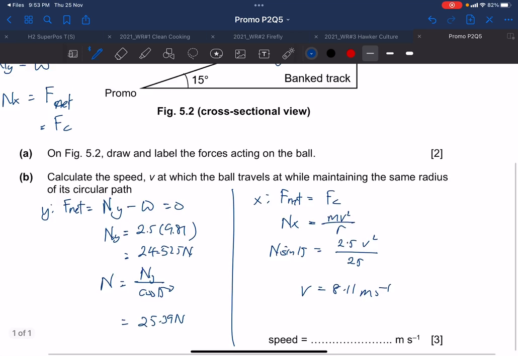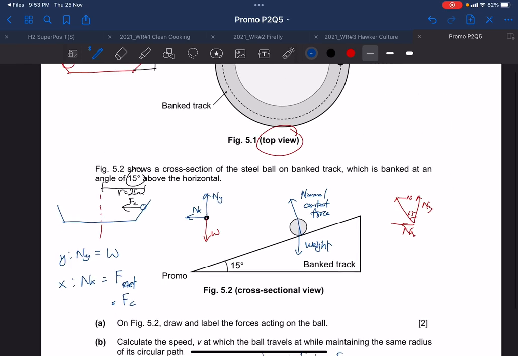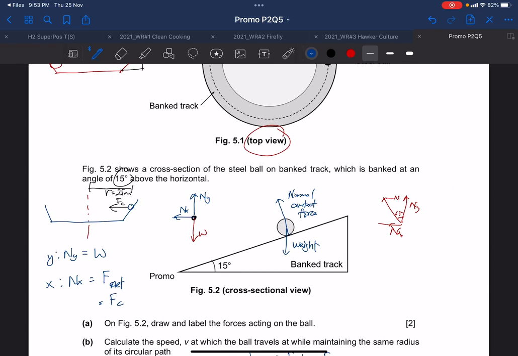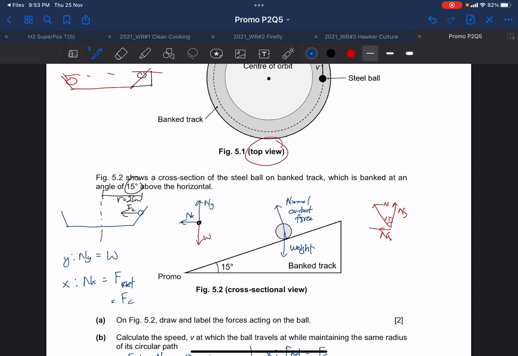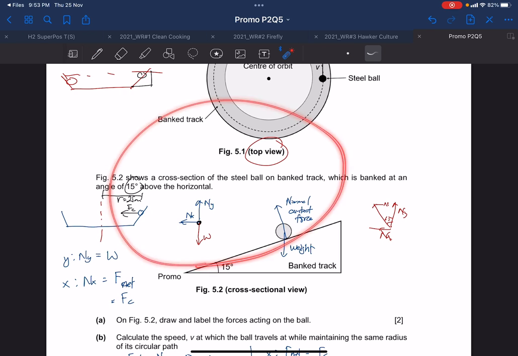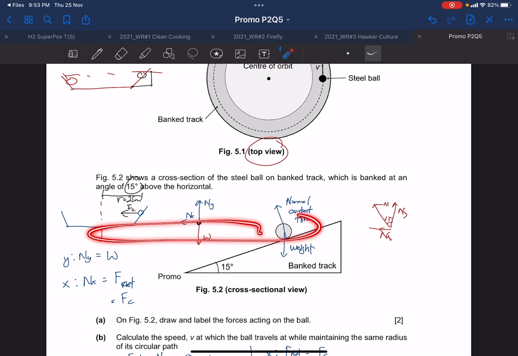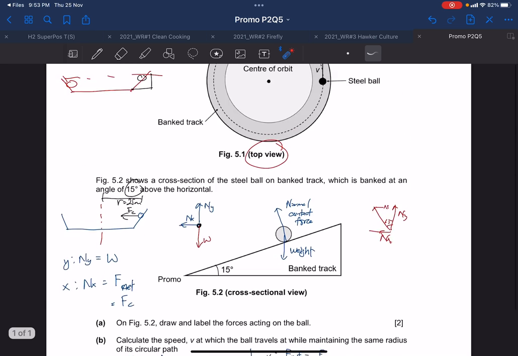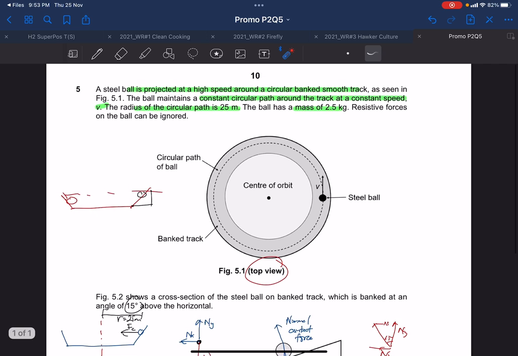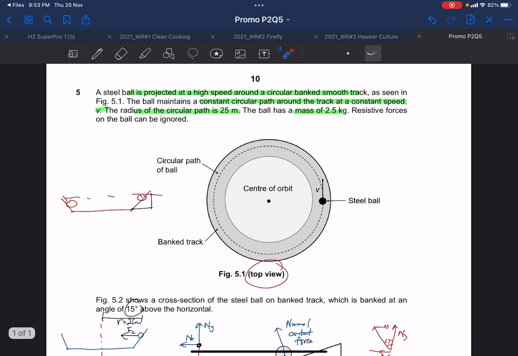Some of the common mistakes for this: a lot of you assume that this is a circular path like that. It's not. It's a circle itself. So just be careful. For circular motion, the concepts are very simple, but it's really important that you understand what the true situation is. That's all we have for question 5. Thank you.